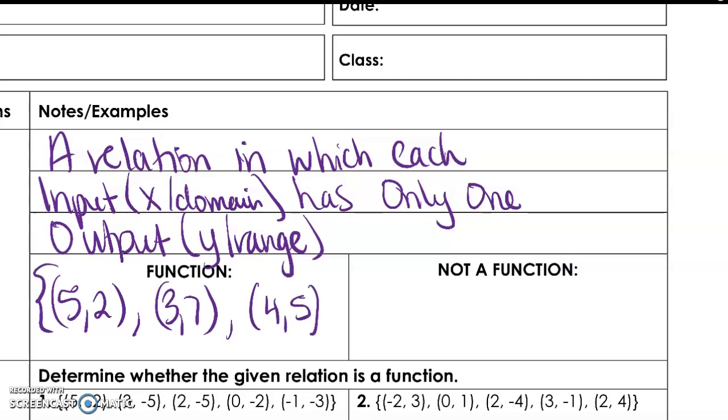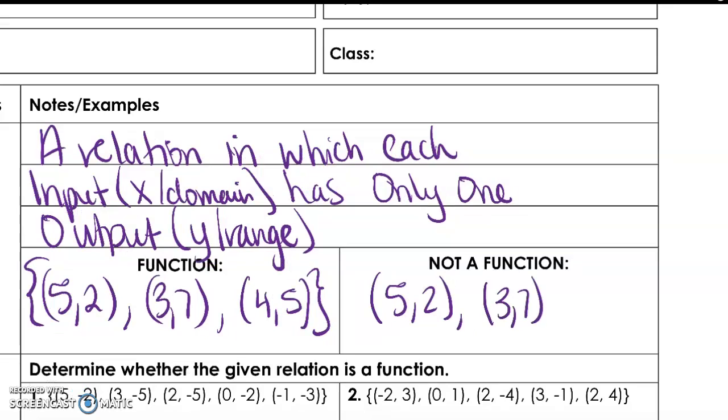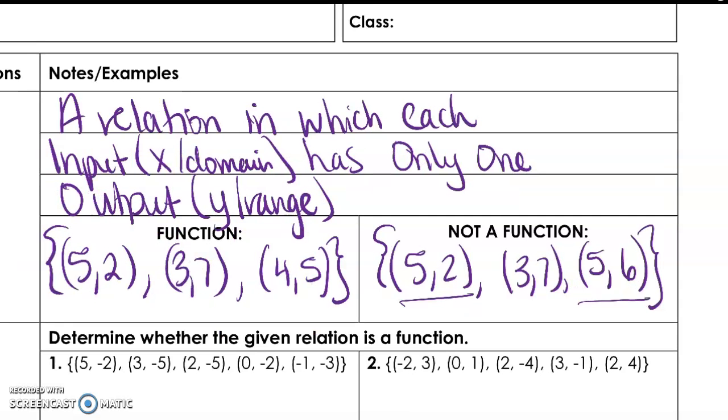An example of a function would be 5, 2, 3, 7, and 4, 5. Those ordered pairs. An example of not a function would be, let's say we had our 5, 2, and 3, 7, but then I have 5, 6. First 5 got put into the machine and it spit out a 2, then it got put in again and spit out a 6. That is not a function because 5 goes to 2 different numbers.